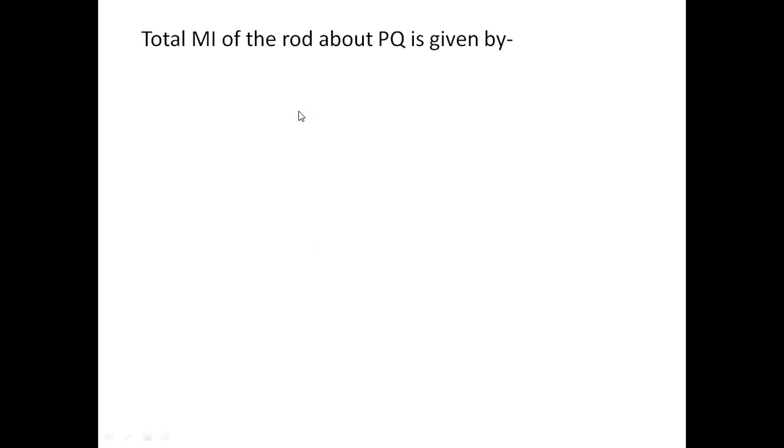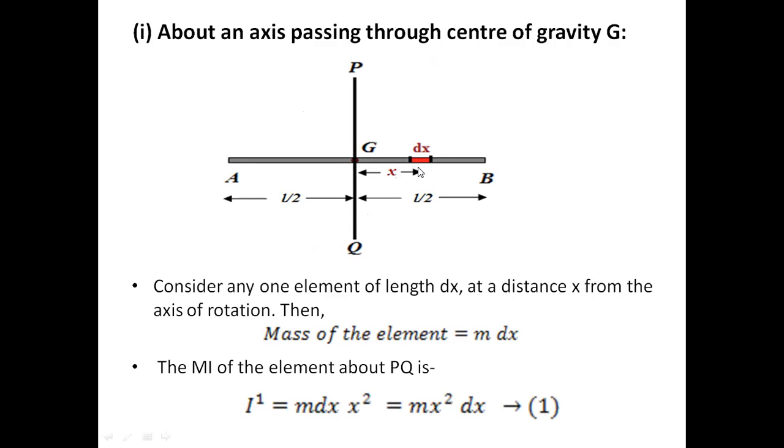Then for the total moment of inertia of the entire rod about PQ, in the previous figure, this is what we have written as equation 1. It is the moment of inertia of this element about the axis PQ. To calculate the total moment of inertia of the rod, we have to add the moments of inertia of all the elements which lie from B to PQ. So we have to add the moment of inertia of all the elements together, or otherwise we have to integrate this equation 1 between the limits.